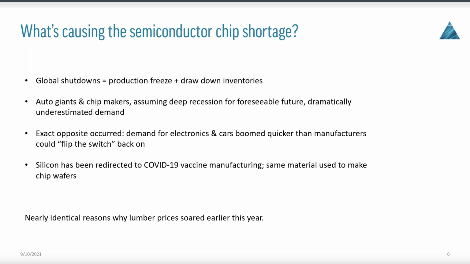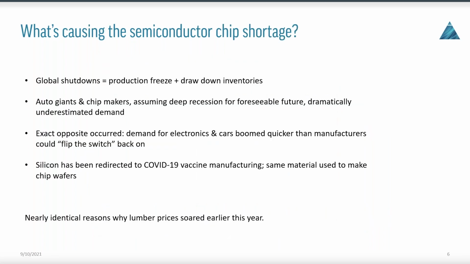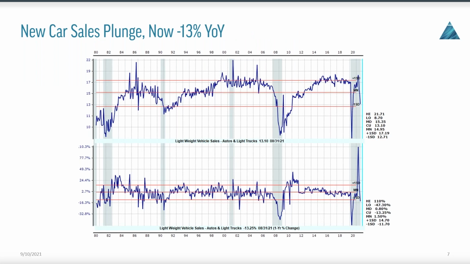Again, production constrained. These are nearly identical reasons why lumber prices soared earlier this year. And I predicted at that time in June that the soaring prices of lumber would come down dramatically. And that's the part that I think I was actually right on. Since June, lumber prices have come down 50%, because unlike the semiconductor market, lumber and sawmill manufacturers have actually been able to ramp up production a little bit. Their capacity utilization has come up. And so that's why the price of lumber has come down dramatically by 50% or so. Still slightly elevated from where it was prior to COVID, but at least it's back within that range. So again, we can see here that new car sales have plunged, now down 13% year over year.